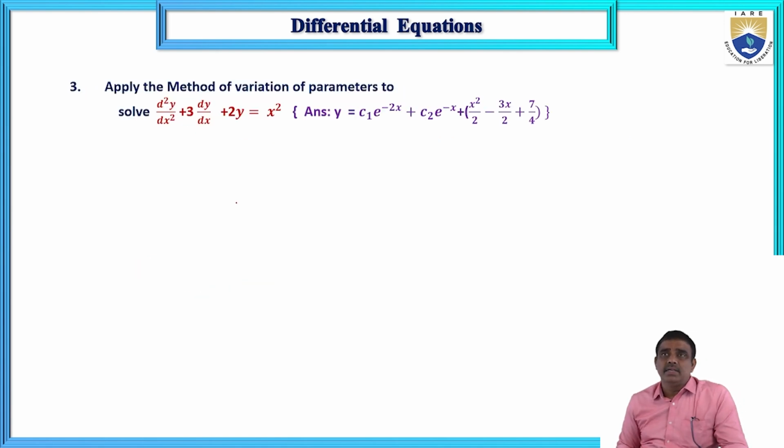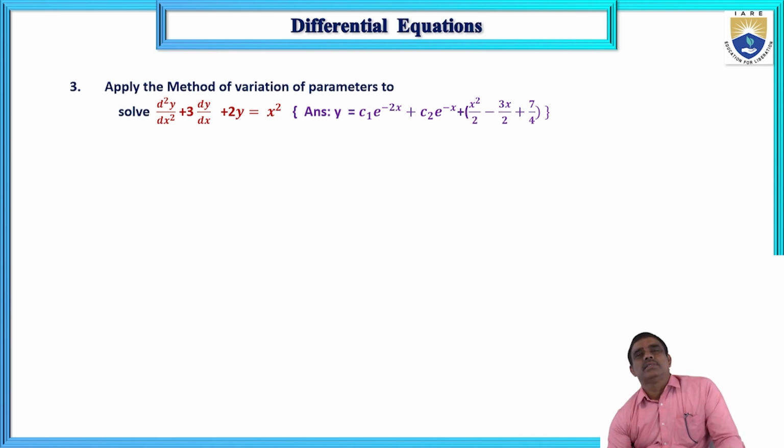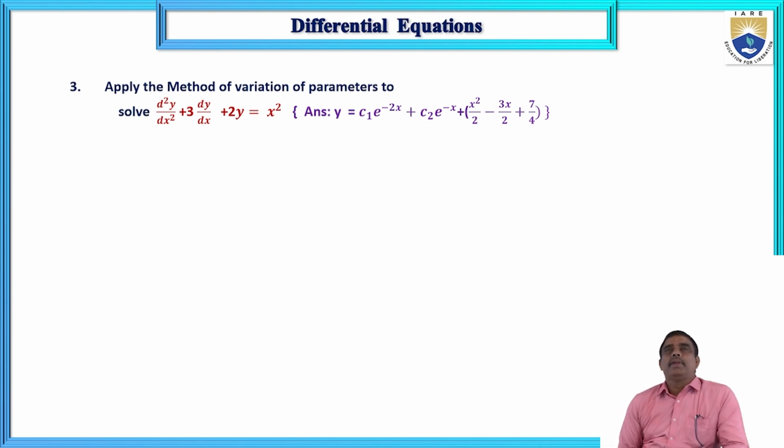Very easy method. And it is also given many times in the examinations. So if they ask to apply the method of variation of parameters, you have to apply this method only. Otherwise, you can use the general method also. But here we should not use the general method, we should apply the method named the method of variation of parameters, right?